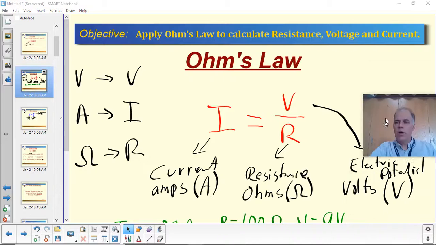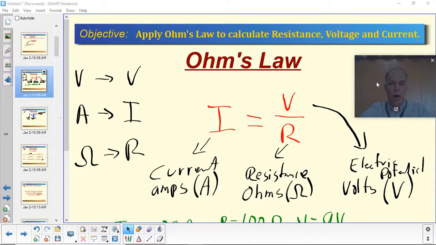Next we're going to move on to Ohm's law, and we will define the individual parts in a moment, but this is where it all comes together. Ohm's law is I, which we've already seen as current, is equal to V, which is voltage, divided by R, which is resistance. So I equals V over R.